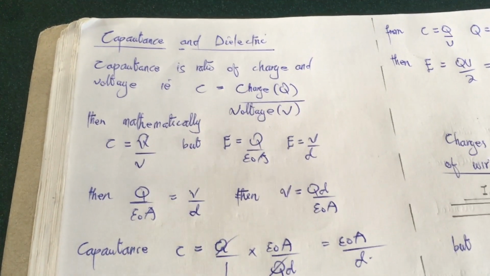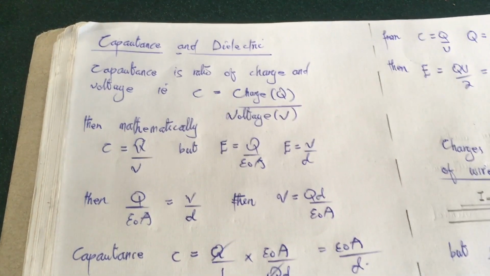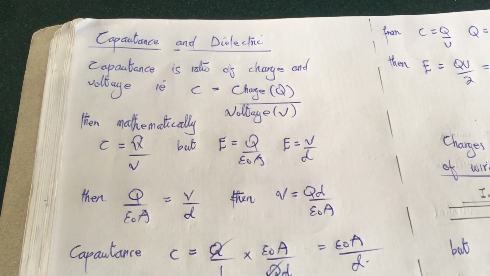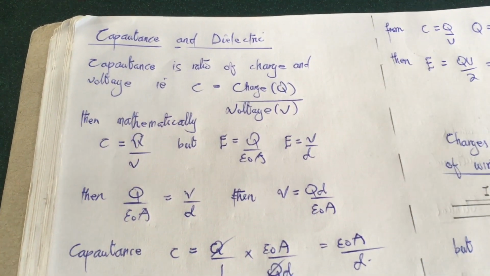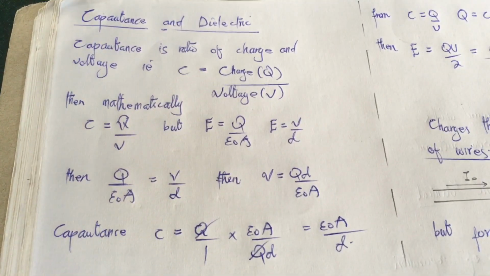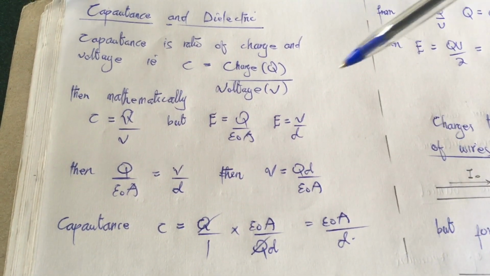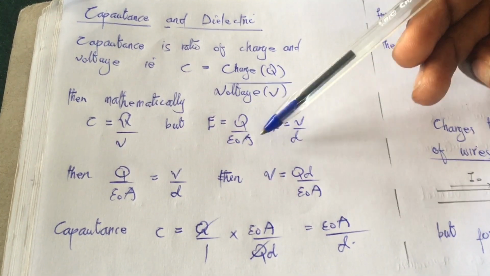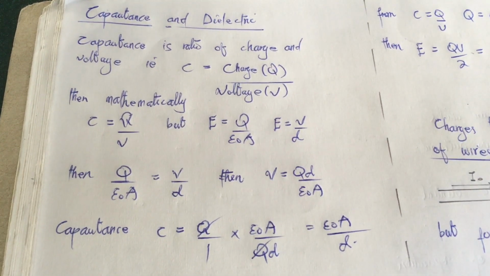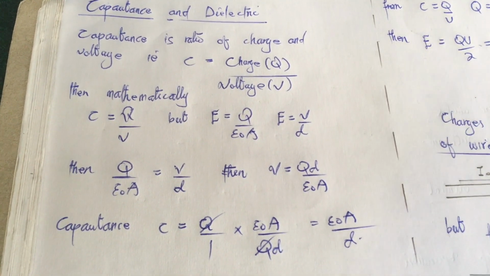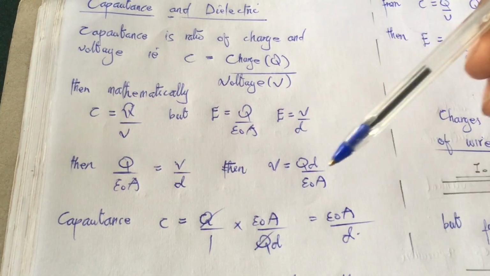But from our previous lesson, we've learned that electric field is equal to what? The charge divided by the permittivity naught times what? Area. And that same electric field is equal to what? Your voltage over D. So from here, we can equate these two, giving us Q over ε naught A is equal to V over D. From there, we will make V the subject.